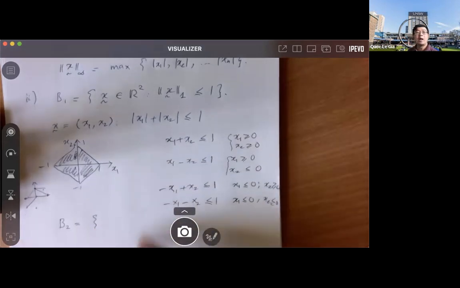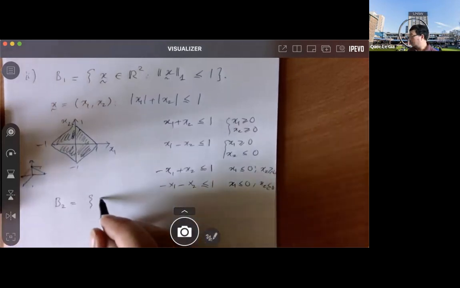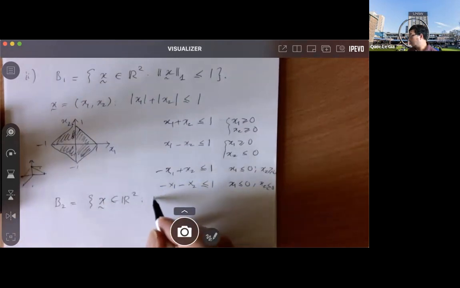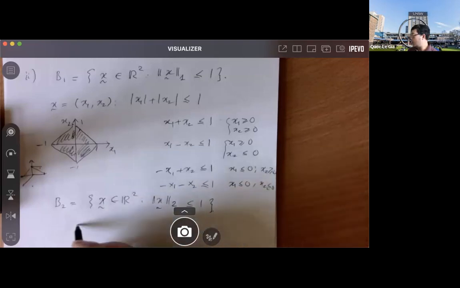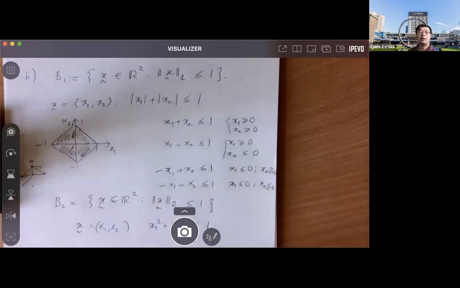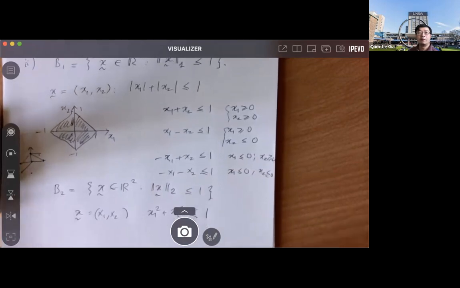So now suppose in the case of the two norm, then you get B2, the set of vectors that satisfy this two norm less than or equal to 1. Okay, so then this one is just x1, x2 with x1 squared plus x2 squared, take the square root, less than or equal to 1, so you square it, and it's still less than or equal to 1. So what is the shape of this region?